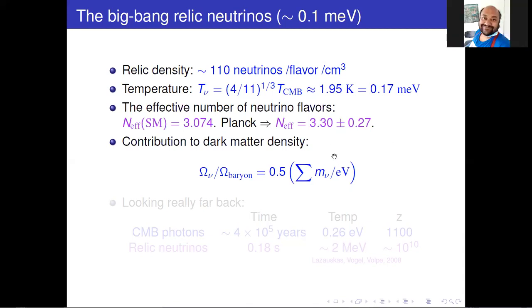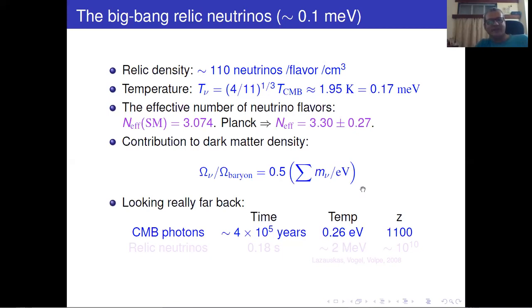Okay. And this is the direct answer to a question that you raised at the beginning of the talk about what will be the omega contribution of neutrinos. And it's simply this. This is an approximate number. So omega neutrino by omega baryon is 0.5 times what mass of neutrino. So it depends on the summation of mass of neutrinos. However, one important thing is that the neutrinos allow us to look really, really far back.